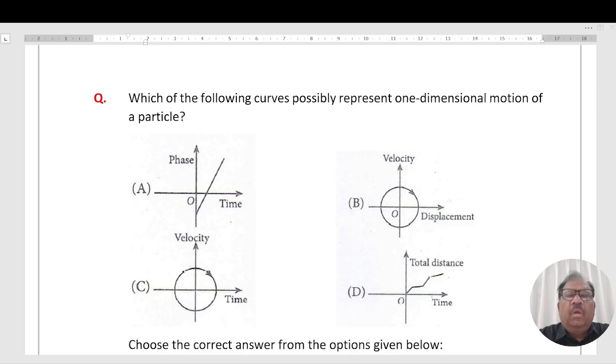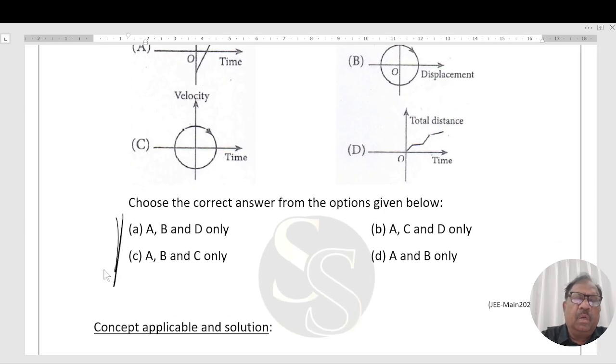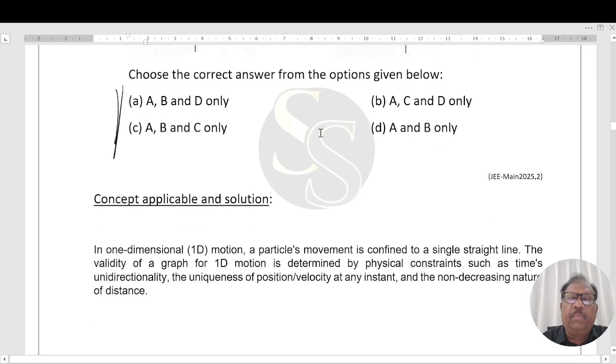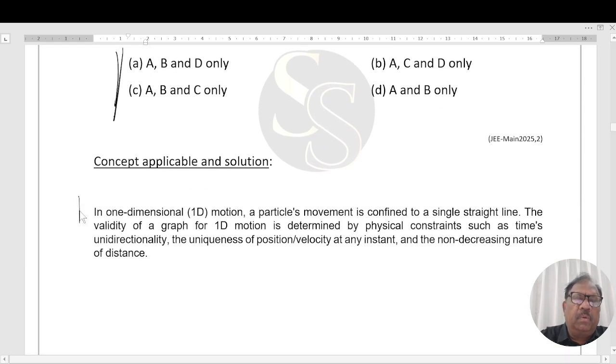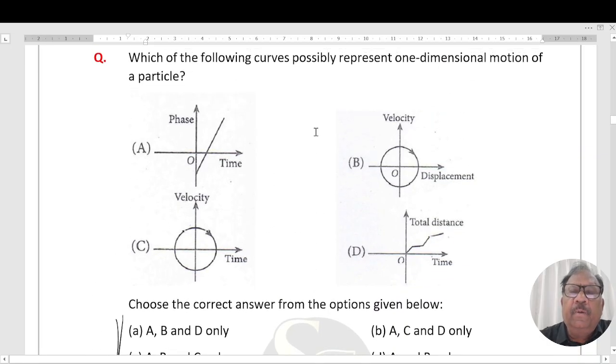Question is, which of the following curves possibly represent one dimensional motion of a particle? Four options given. We have to pick one correct answer. Concept applicable in solution. What is one dimensional motion? In one dimensional motion, the particle's movement is confined to a single straight line. The validity of a graph for one dimension is determined by physical constraints such as time unidirectionality, the uniqueness of position and velocity at an instant, and the non-decreasing nature of distance. This concept will be utilized to find the motion.